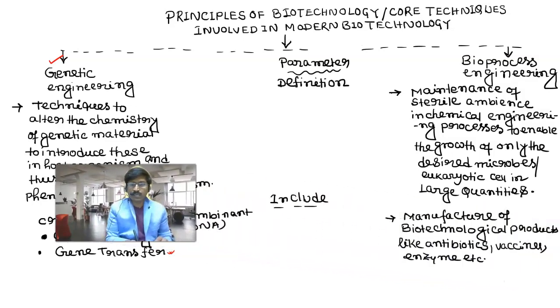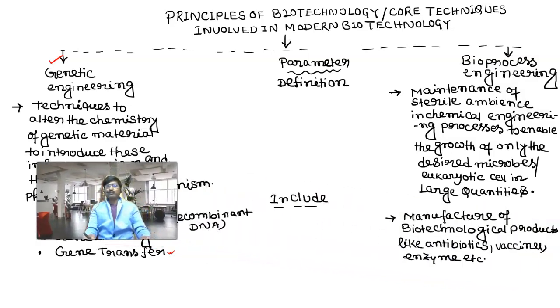Here we can see bioprocessing engineering: maintenance of a sterile ambience in chemical engineering processes to enable the growth of only the desired microbes and eukaryotic cells in large quantities. Here we maintain sterile conditions during the process, where no other bacteria or microbes can grow. Bioprocessing engineering includes the manufacture of biotechnological products like antibiotic production, vaccine production and enzyme production. These are different parts of bioprocessing engineering.